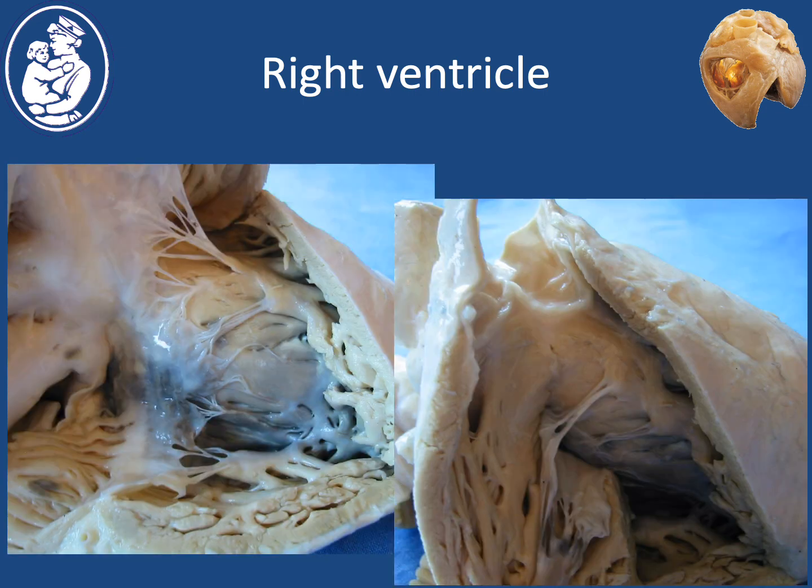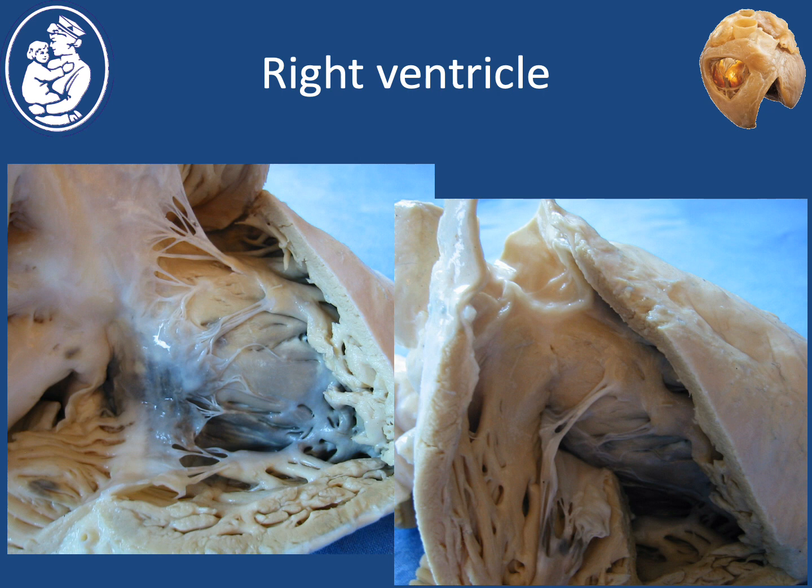This specimen illustrates the two parts of the right ventricle. The panel on the left shows the body or inflow portion of the right ventricle. This is the part that receives the insertions of the tricuspid valve and extends up to the papillary muscle of the conus, or the medial papillary muscle.